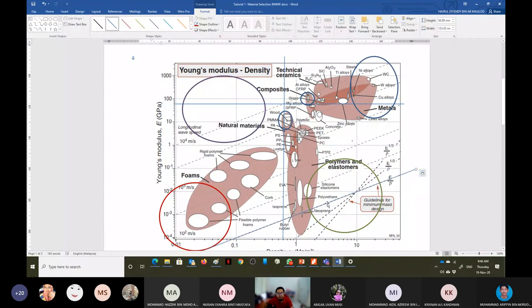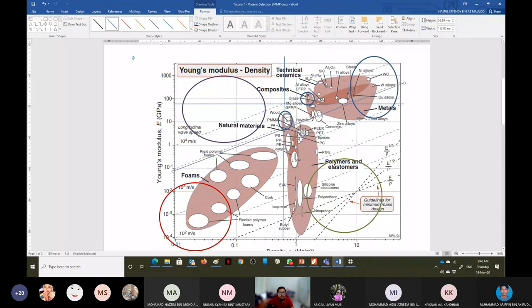Materials that exceed this line here, meaning that it has a better material index as compared to anything below this contour line. Okay, it has a better material index. Again, I didn't put any value of the intercept, it's just for illustration. Anything above this line is good, but if we put in a second criterion that it must be above 70 gigapascal.